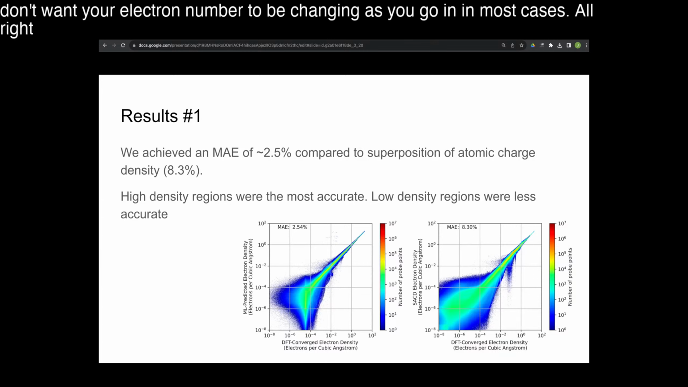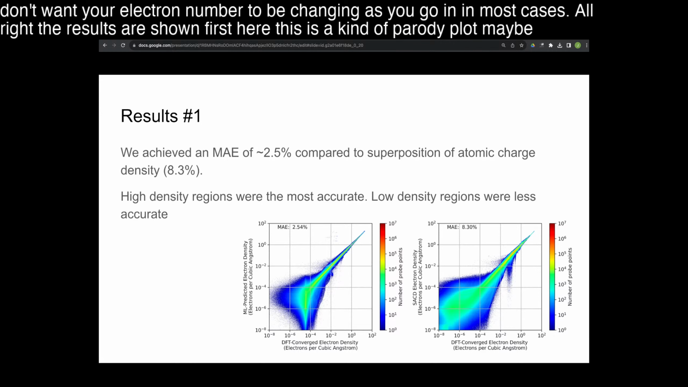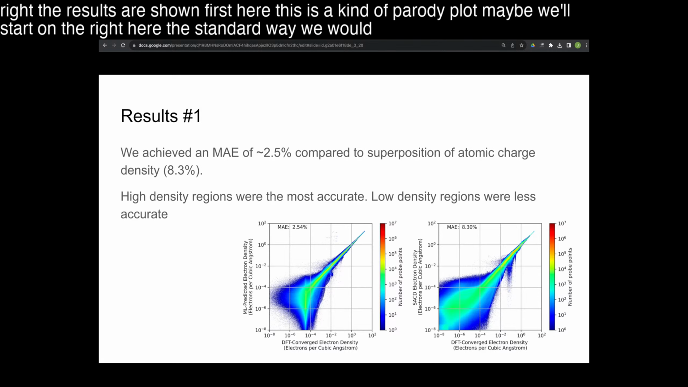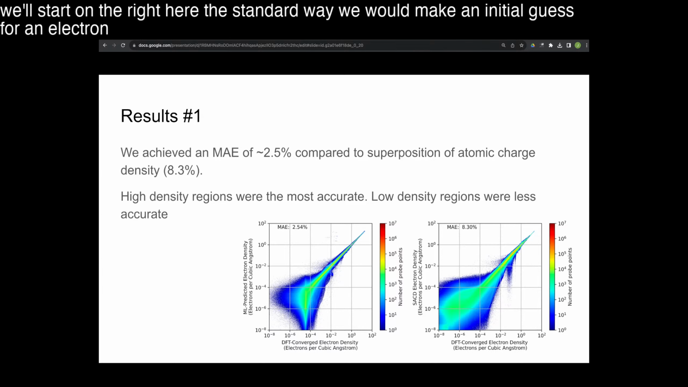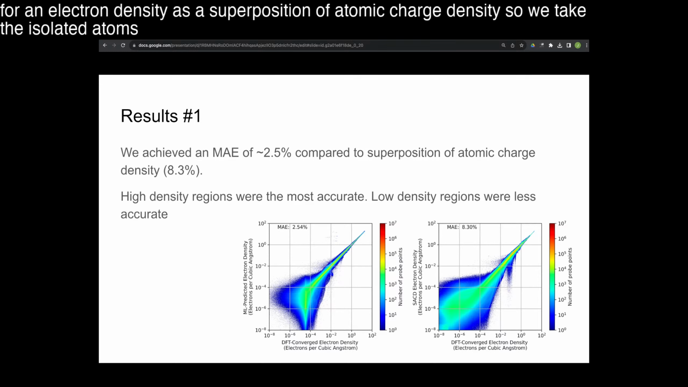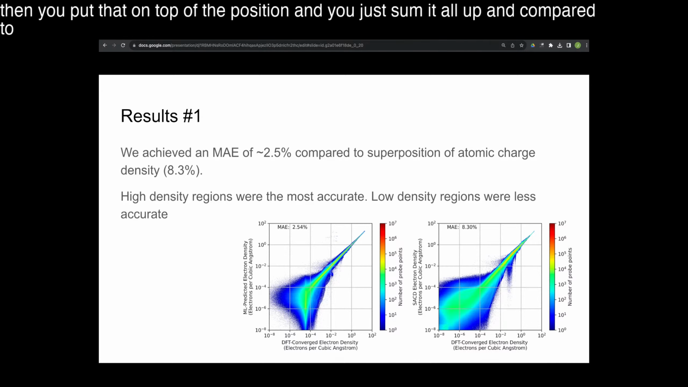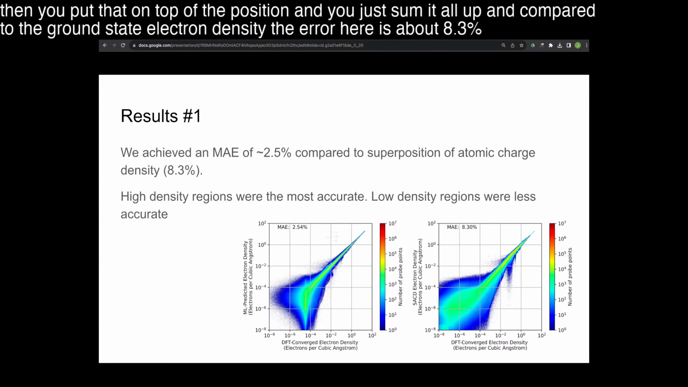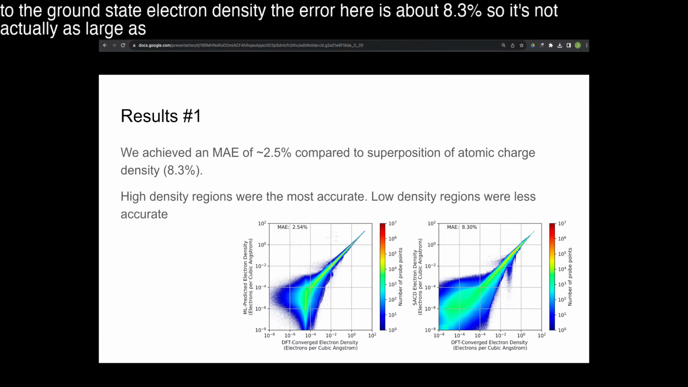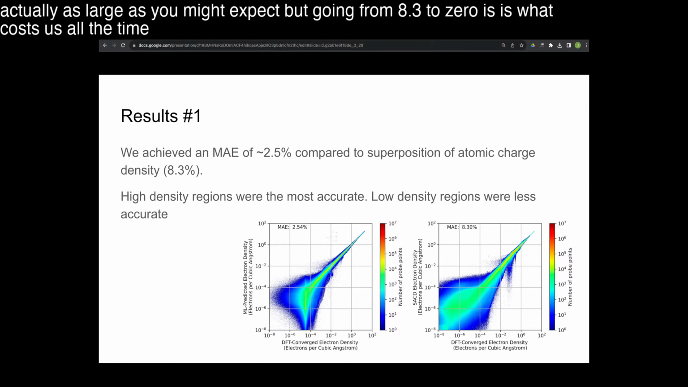All right, the results are shown first here. This is a kind of parity plot. Maybe we'll start on the right here. The standard way we would make an initial guess for an electron density is a superposition of atomic charge density. So we take the isolated atoms, we know what the electron density for an isolated atom is, and then you put that on top of the position, and you just sum it all up. And compared to the ground state electron density, the error here is about 8.3%. So it's not actually as large as you might expect, but going from 8.3 to 0 is what costs us all the time in DFT.